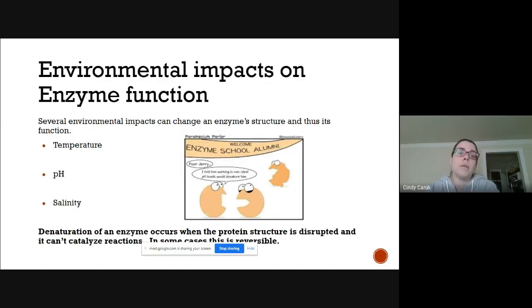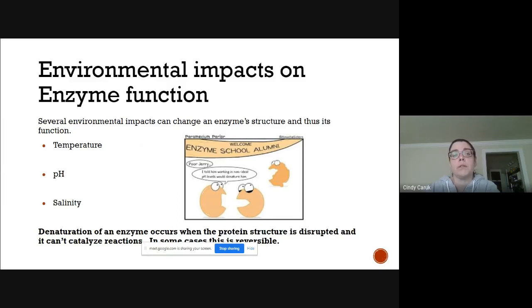There are several environmental impacts on enzyme function. We studied a number of them when we did our enzyme lab. So I'm going to start with the ones that can cause an enzyme to denature. So this is disrupting the bonds so that it loses its structure.